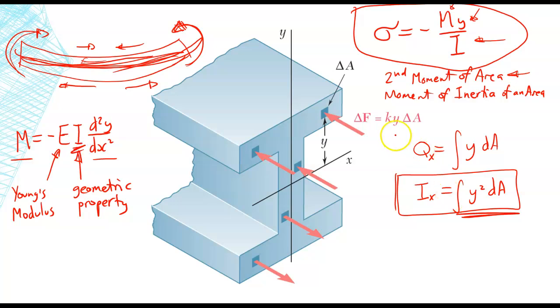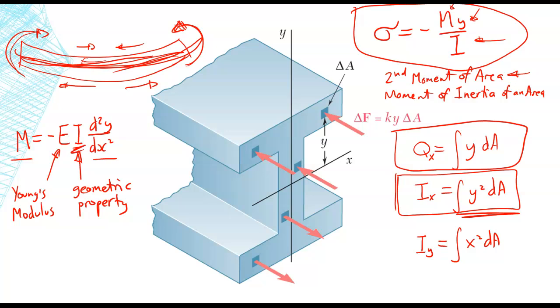So the first moment of area is basically the integral of y dA. The second moment of area is the integral of y squared dA. And if I wanted to find the second moment of area about the y-axis, then I would use the distance from the y-axis, which is x, and that would be x squared dA. Yeah?